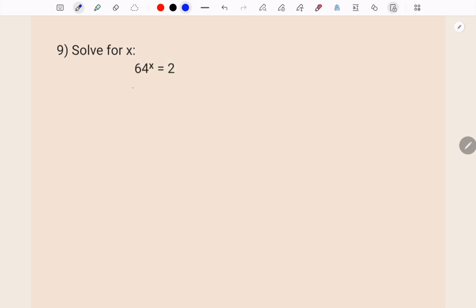So we have 64, and 64 can be written as 2 multiplied by 2, again multiplied by 2. If I multiply 2 by itself 6 times, that would give me 64. So 64 is actually 2 raised to the power of 6. So what happens if I replace 64 with 2 raised to the power 6 in the equation? Let's see. Now let's go back to the original equation.